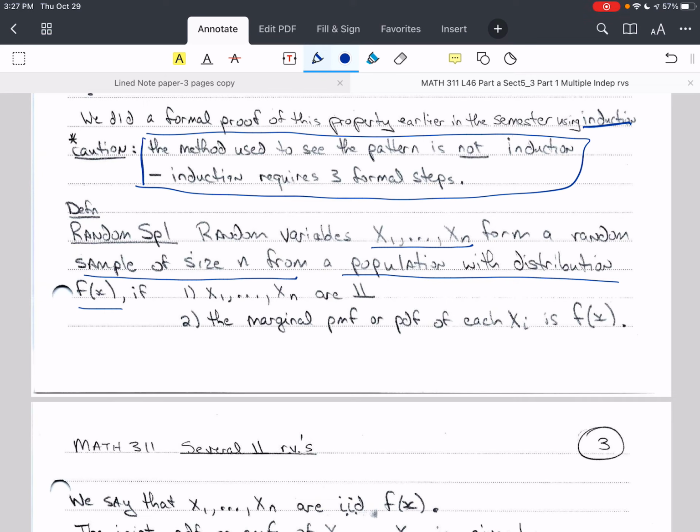Random variables x1 to xn form a random sample of size n from a population with a distribution f of x if the following two properties are met. 1. x1, x2, up to xn are all independent. 2. The marginal PMF or PDF of each x sub i is f of x. So they're all from that same distribution. If you're taking a random sample from a single population, it makes sense that they all have the same distribution function, f of x. And so these two properties make it a random sample.